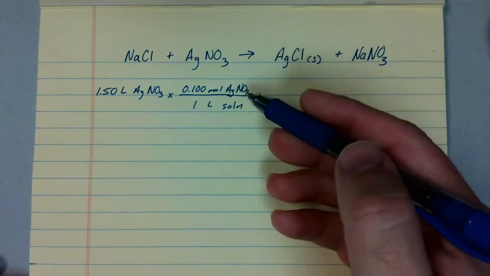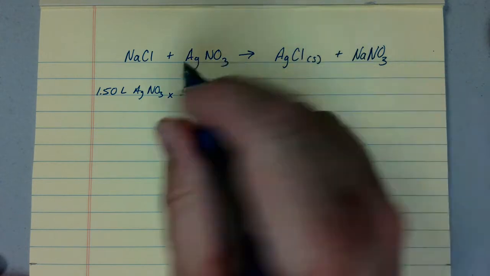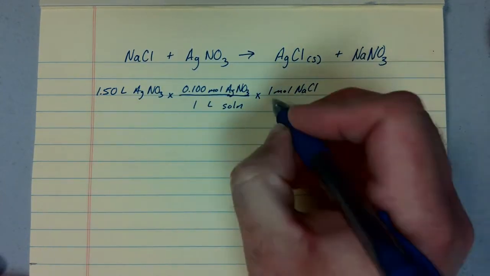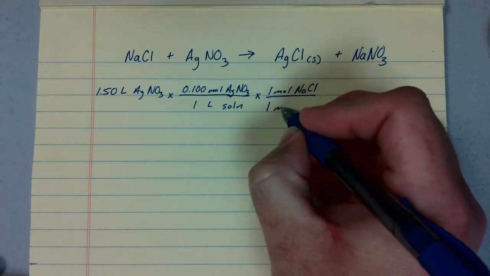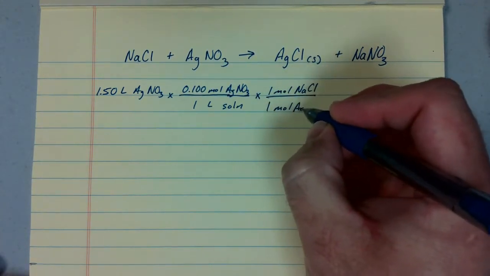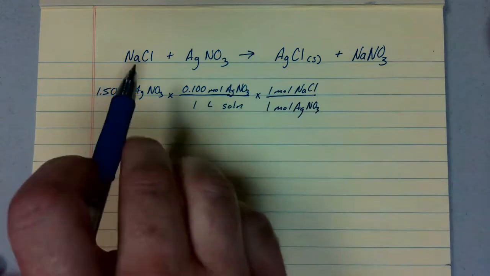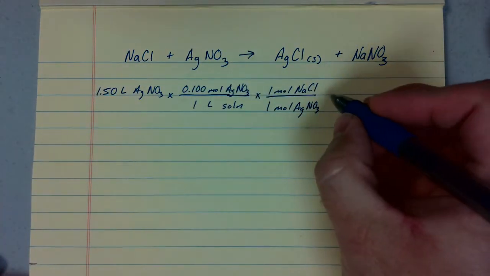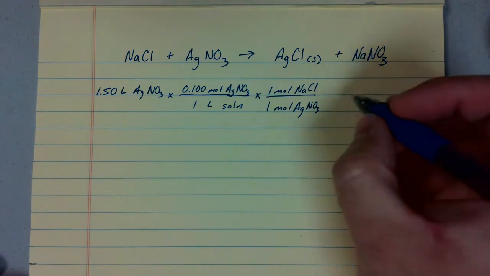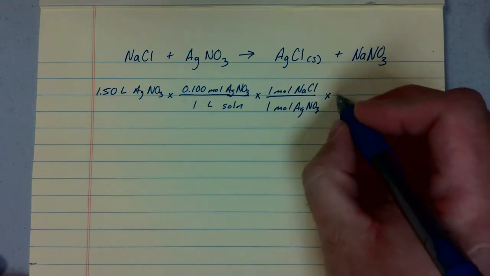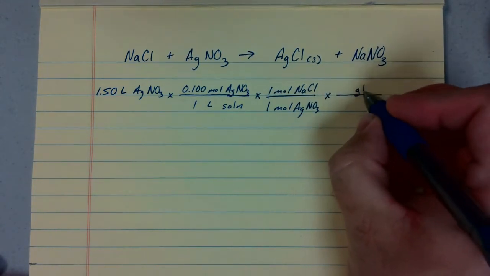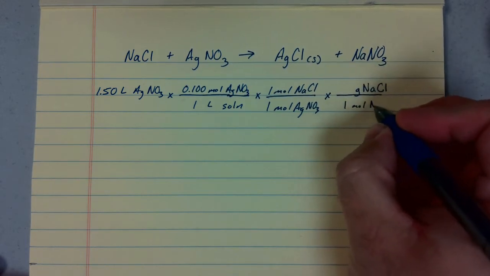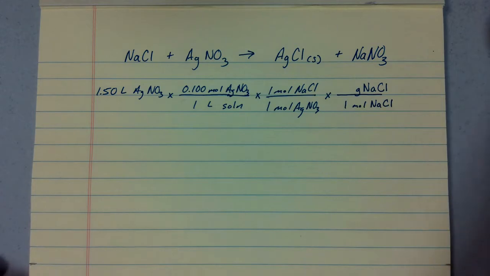Well, the question ultimately isn't about silver nitrate. The question was about sodium chloride. So 1 mole of sodium chloride is needed for every 1 mole of silver nitrate that we're reacting because of the 1:1:1:1 stoichiometry in this balanced equation. That'll get us moles of sodium chloride. Question was about the mass of sodium chloride, so we're going to need to calculate the molar mass of sodium chloride in order to convert that into grams.